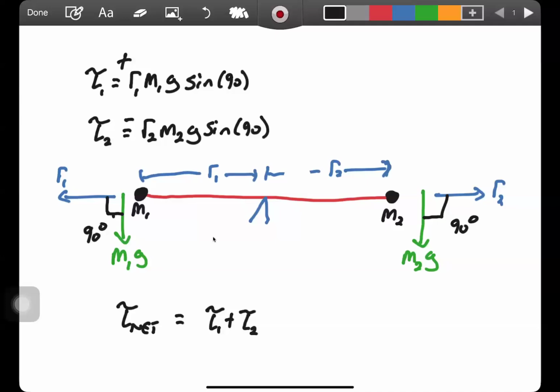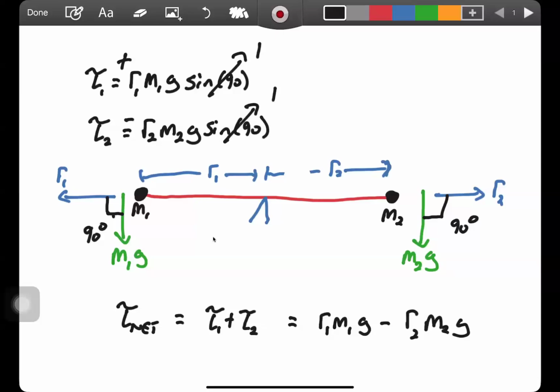And remember, when you have the sine of 90, that is the largest possible number that sine can be. It's 1. And that's another way of saying that all of the force is acting in a direction that supplies rotation. And so that term goes to unity. And so you would get R1 M1 G minus R2 M2 G.